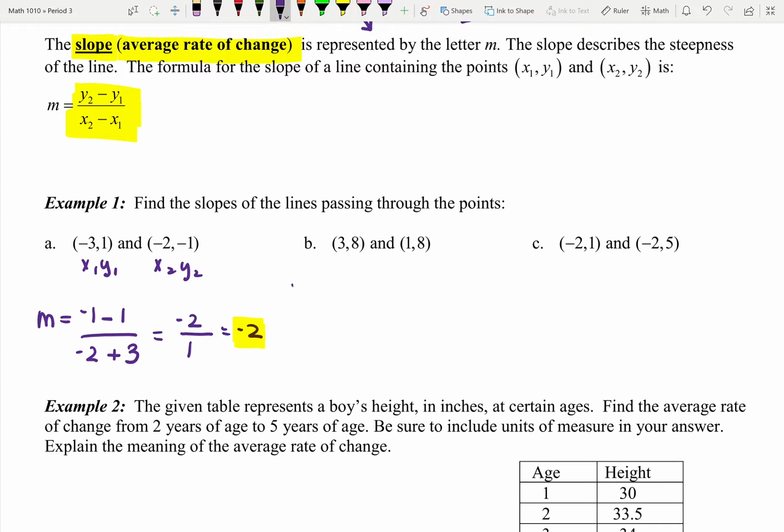Okay, let's do question B. Let's label the points x sub 1, y sub 1, x sub 2, y sub 2, and then let's follow the formula. So it's y sub 2, which is 8, minus y sub 1, which is an 8, over x sub 2, which is 1, minus x sub 1, which is a 3. 8 minus 8 is a 0. 1 minus 3 is a negative 2. If you leave your answer 0 over negative 2, you will not get full credit. Okay, it's not simplified. What's 0 over negative 2, everybody? It is a 0. If the 0 is on the top, it's equal to 0, and that's your answer.